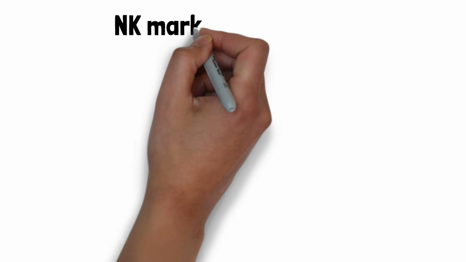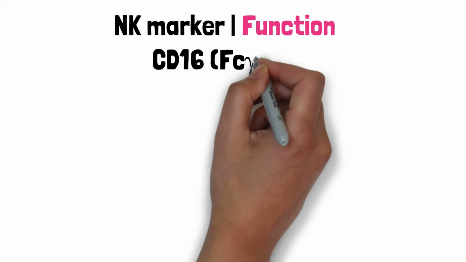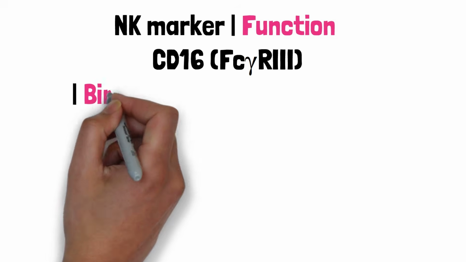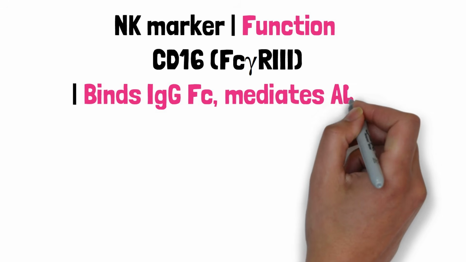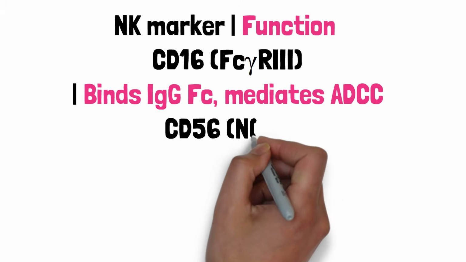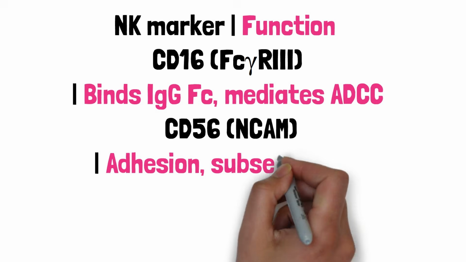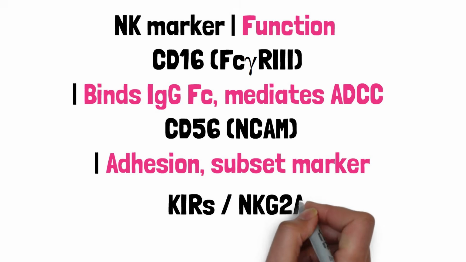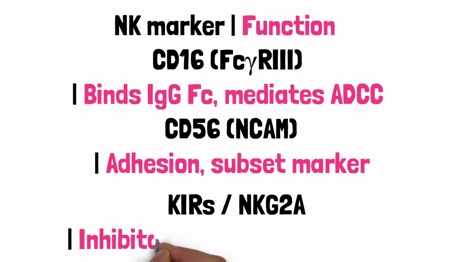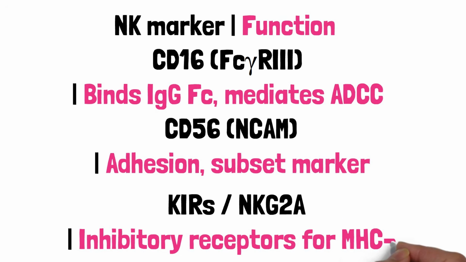As a result, NK cells carry a specific set of markers worth putting in table form. CD16, also called FcγRIII, binds the Fc portion of IgG and mediates ADCC. We'll come back to that in a moment. CD56, or NCAM, handles adhesion and also splits NK cells into bright and dim subsets. KIRs along with NKG2A are the inhibitory receptors that read MHC class I on other cells, the same brake system we just described.